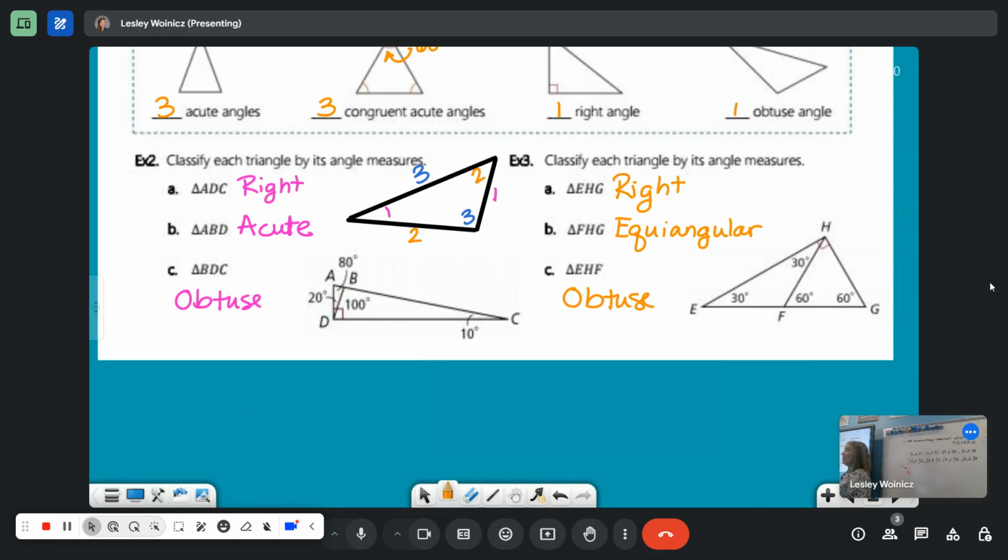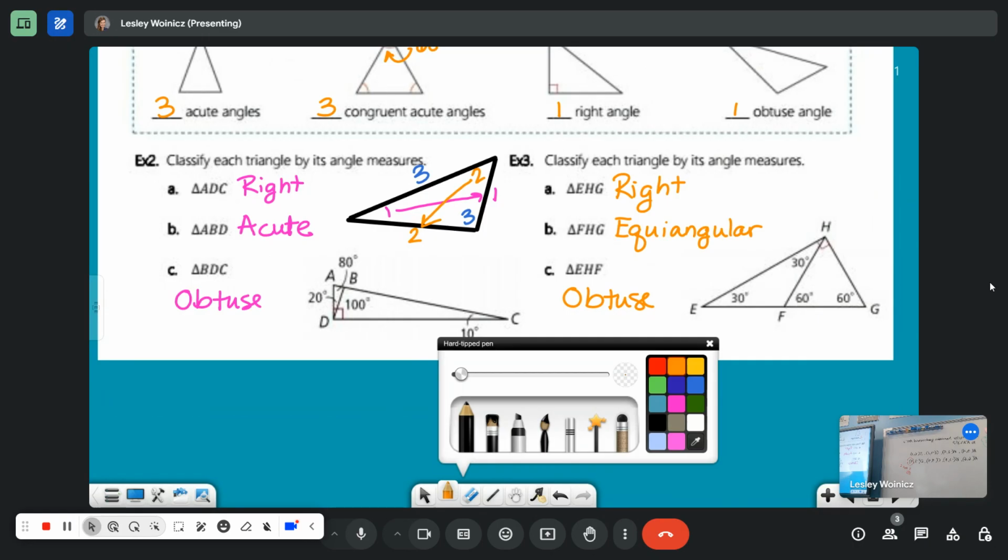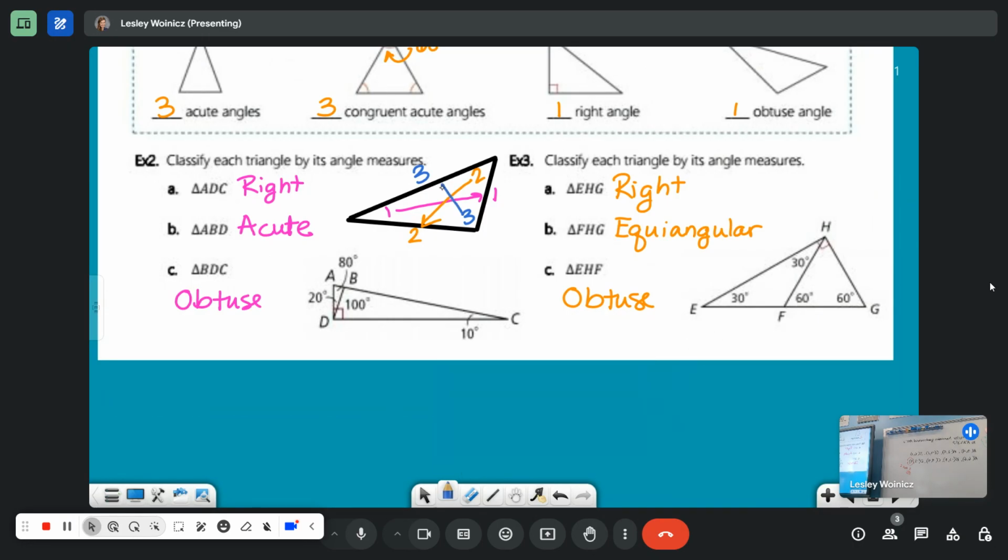So, what do you notice about my smallest angle? It is what compared to my smallest side? Okay, so do you see how it's across? We call that opposite. Are you seeing what I'm seeing? My smallest side is opposite my smallest angle. My middle angle and middle side are opposite each other.